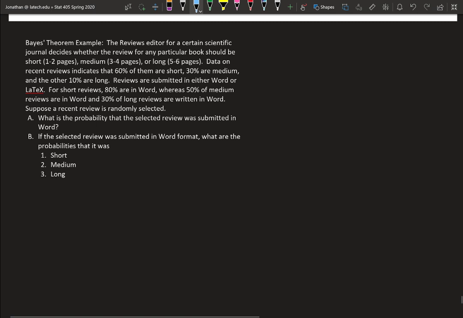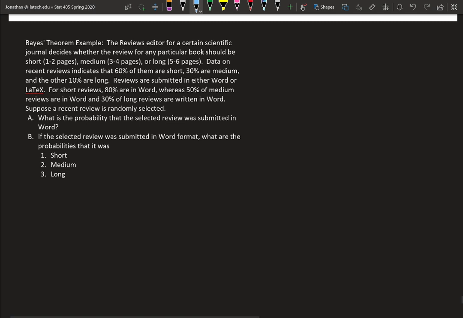But this example says, the reviews editor for a certain scientific journal decides whether the review for any particular book should be short, 1 to 2 pages, medium, 3 to 4 pages, or long, which is 5 to 6 pages. Data on recent reviews indicates that 60% of the reviews are short, 30% are medium, and 10% are long. So in a scientific journal, basically, people submit their journal articles, but then they have to be peer reviewed.